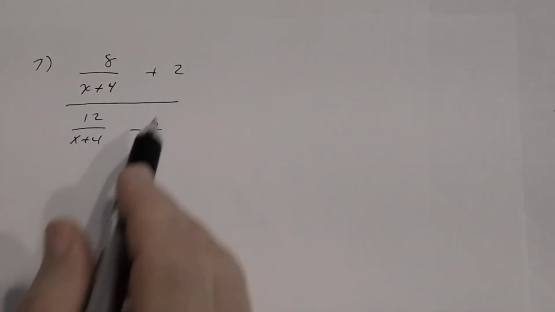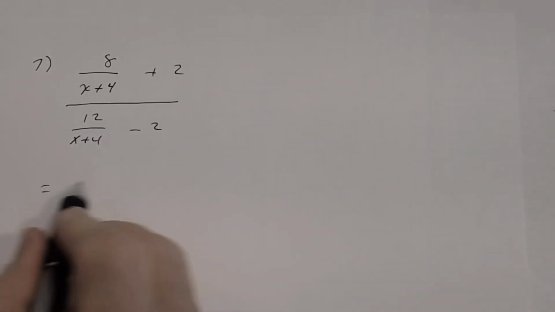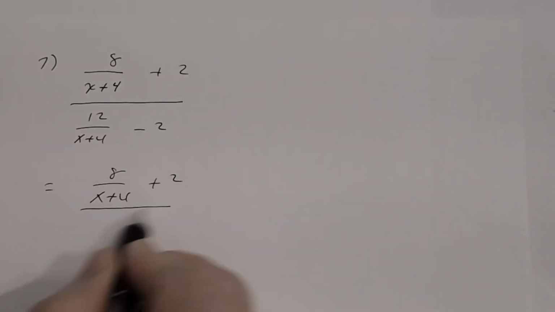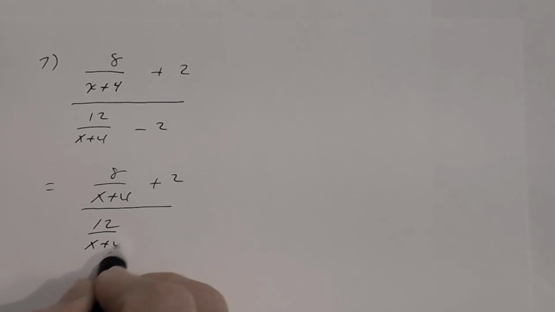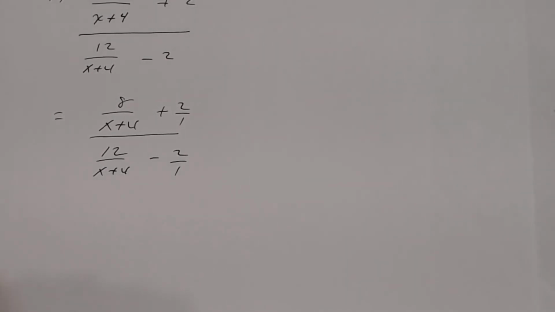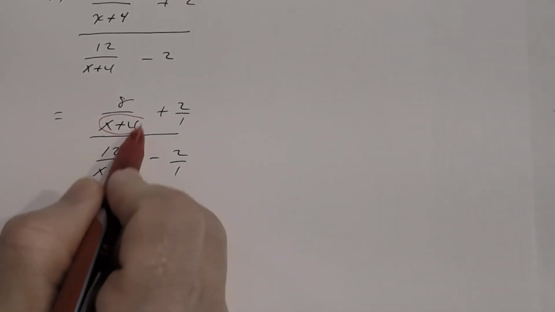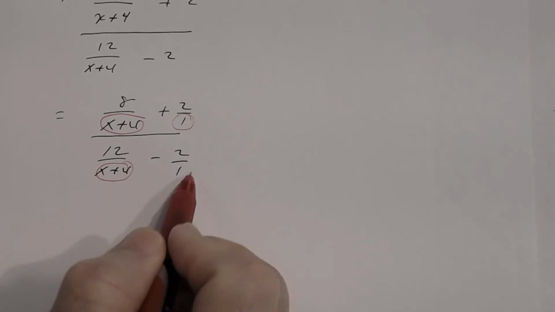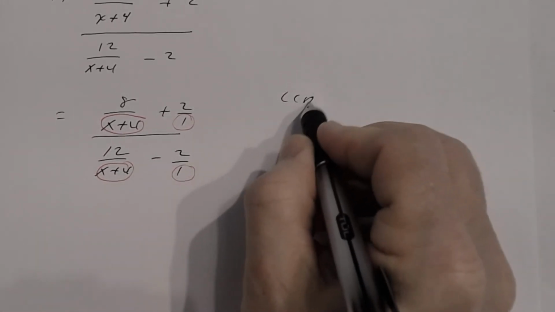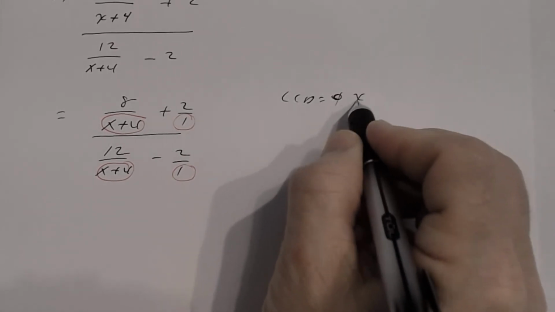So again, notice that, let me go ahead and rewrite this. So I get 8 divided by x plus 4, plus 2, divided by 12 divided by x plus 4, minus 2. So notice, this is 2 divided by 1, 2 divided by 1. If you look at all the denominators, the LCD is x plus 4.